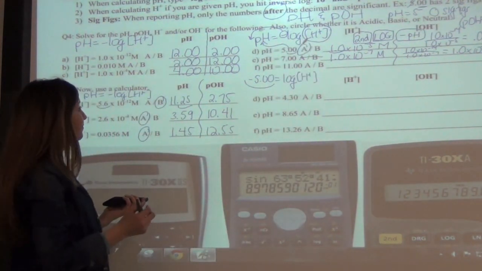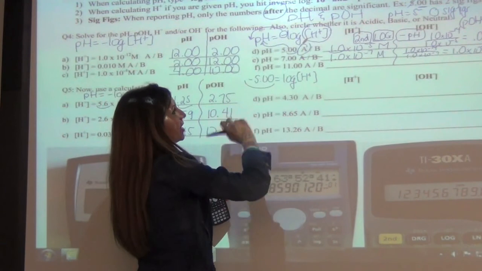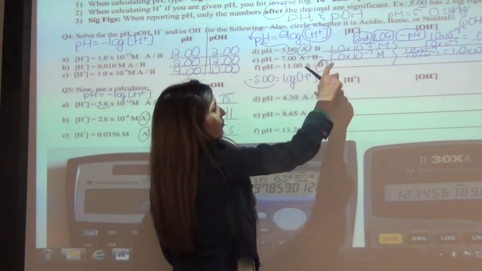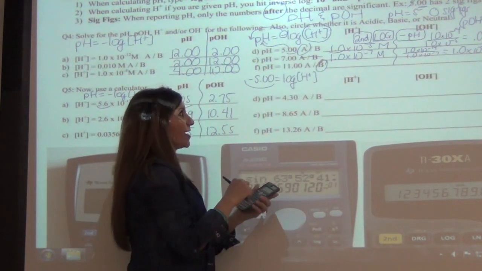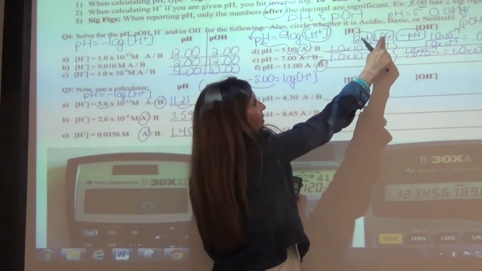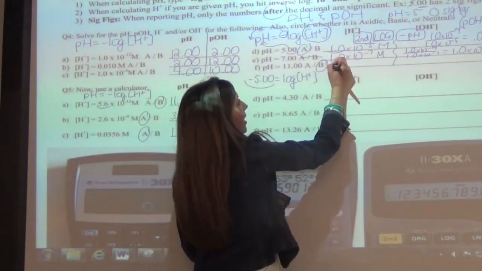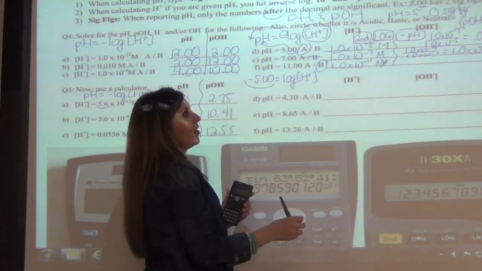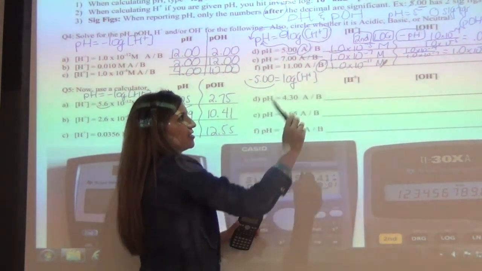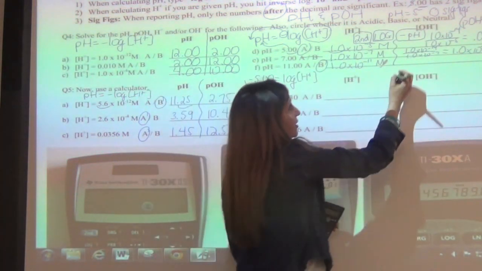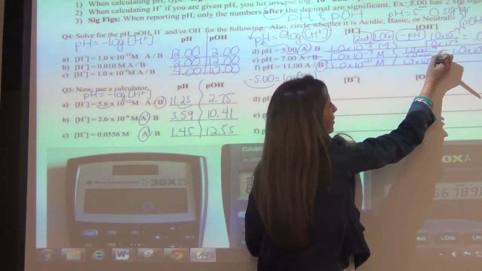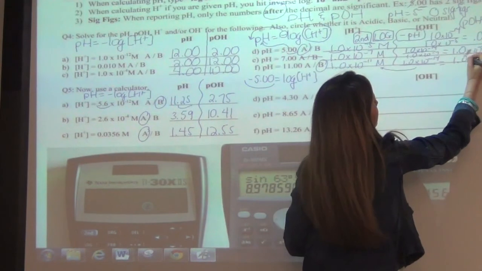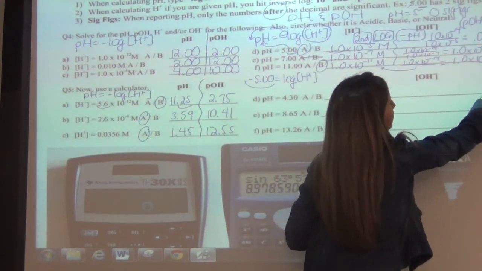All right, and last one. In this case, our pH is 11, and so that makes it a base. So let's go ahead and write what this would be. If I inverse log, second log, negative 11, I get 1 times 10 to the negative 11 molar. If I take 1 times 10 to the negative 14 divided by that number, I get 1.0 times 10 to the negative 3 molar.